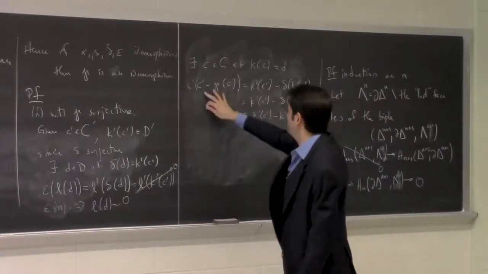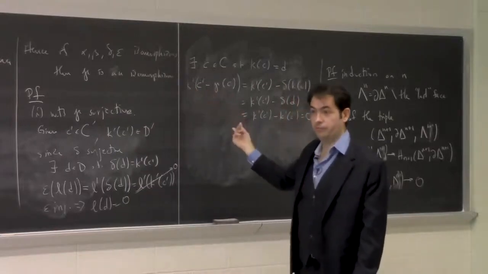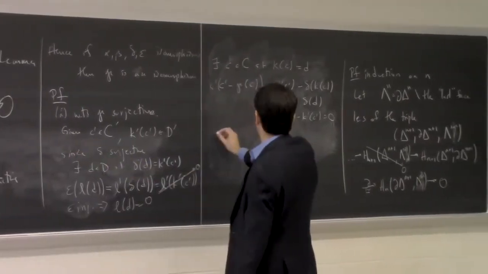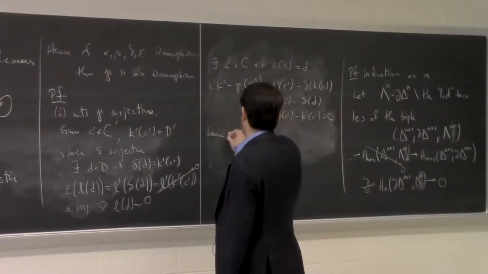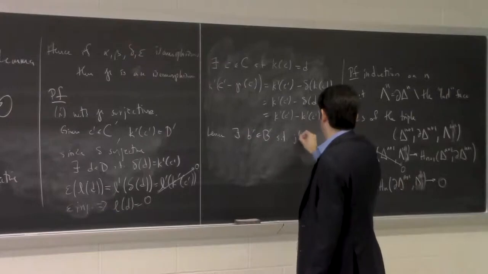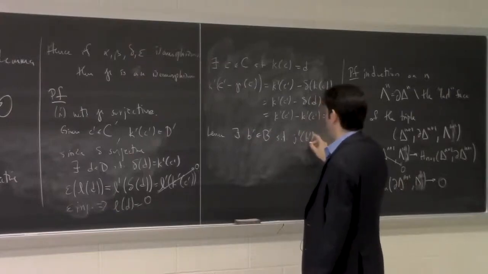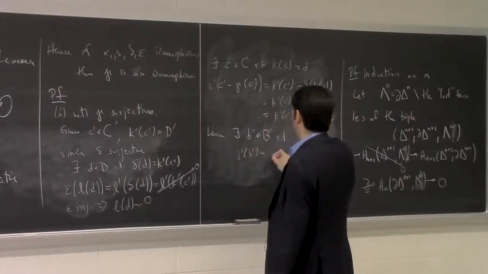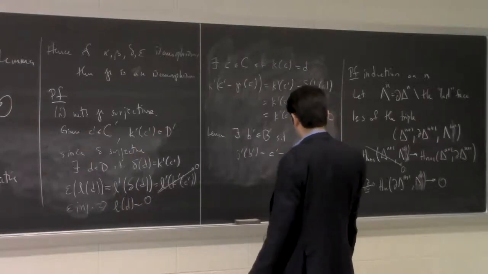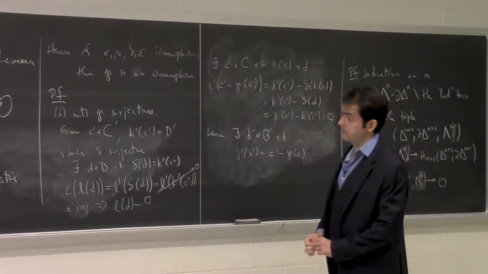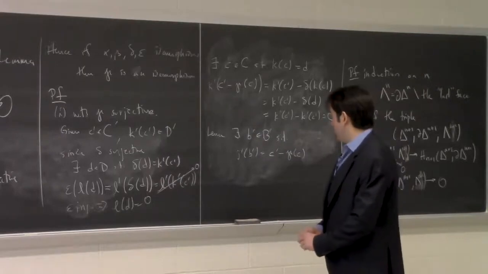OK, so I don't know if this is 0, but I know that if I hit it with k prime, I get 0. Right? So that means it comes from somebody in b prime, such that j prime of b prime is equal to this difference. OK, so we're almost done.